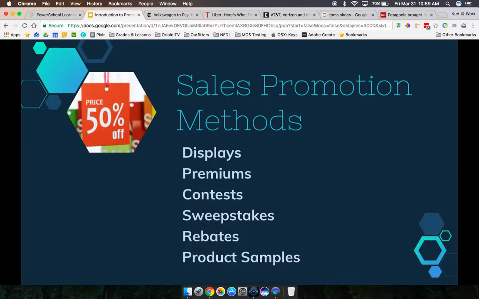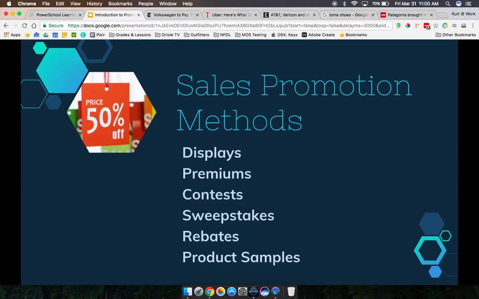Let's talk a little bit about sales promotions. So some differences between some options for sales promotions. Those may include displays, they may include premiums, they may include contests, sweepstakes, rebates. So like Menards does rebates all the time. So you go and you spend a bunch of money on lumber and then you get an 11% rebate in in-store credit that you can buy more stuff with.